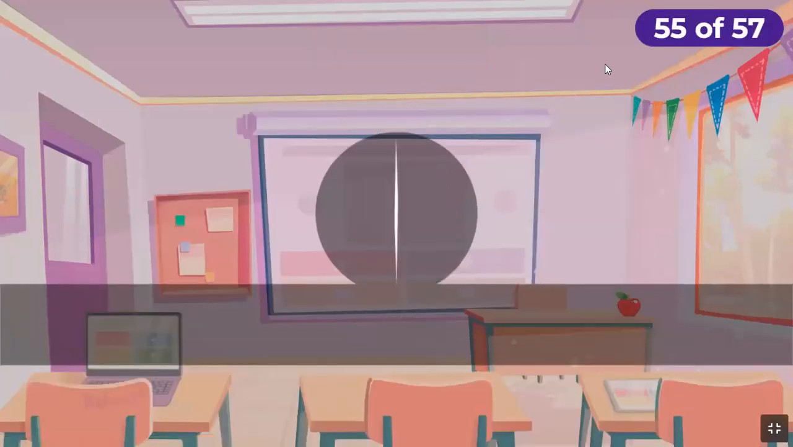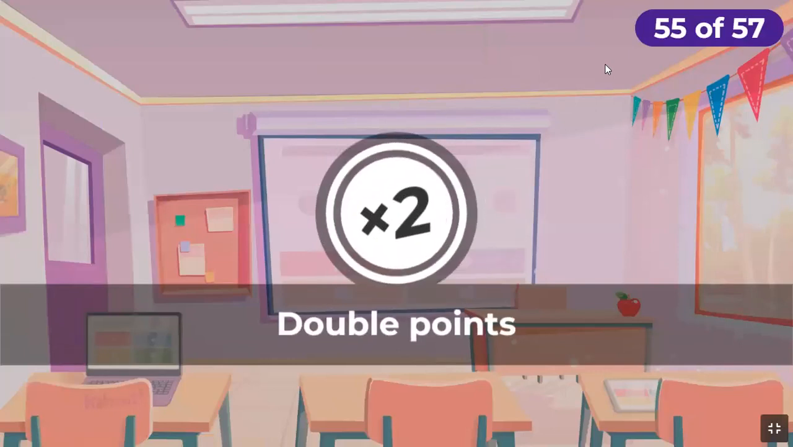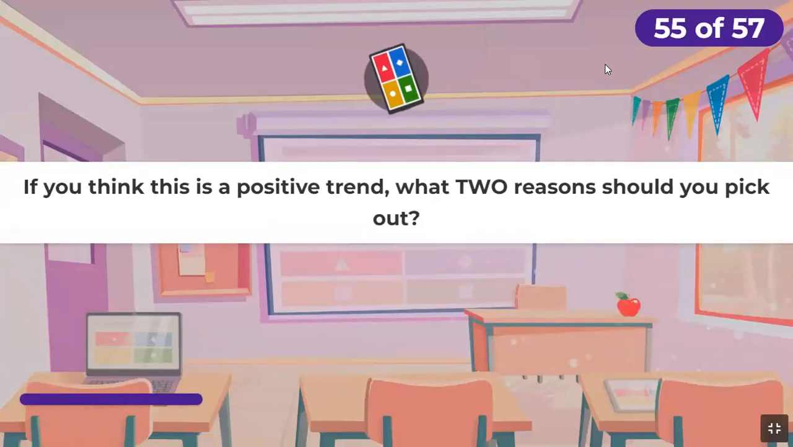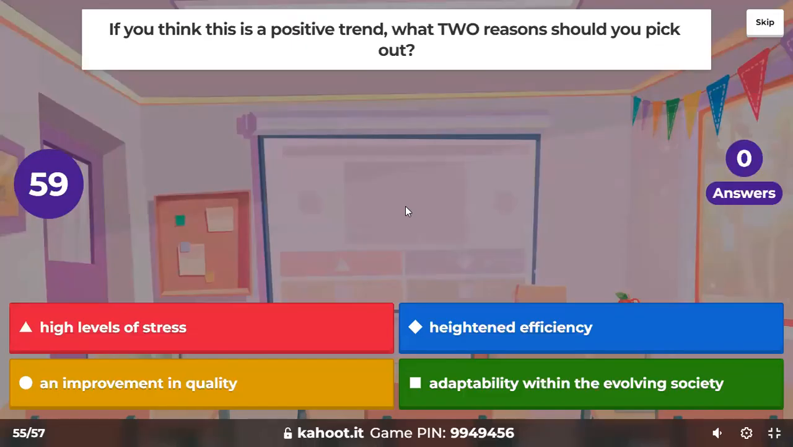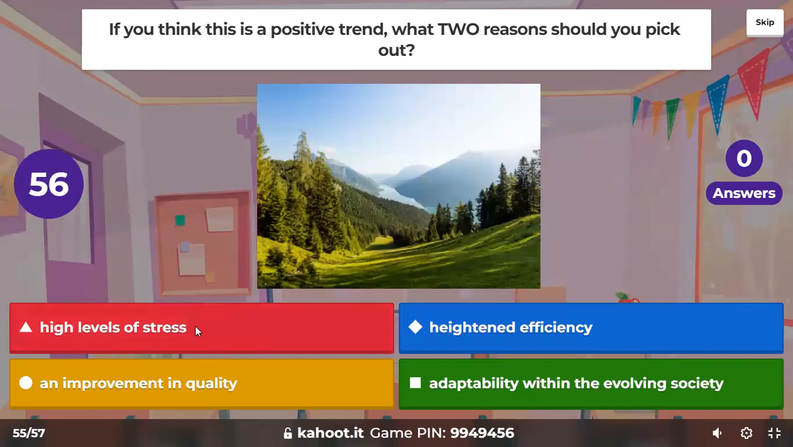Okay. Now you can take the opposite idea. Say no, this is a positive development. I don't know what you will choose, it's up to you. If you think this is a positive trend, what two reasons should you pick out? For example, heightened efficiency, very high efficiency, and an improvement in quality, the quality gets better, and adaptability with the evolving society, that you integrate into this fast society. There are only two reasons which are good. The others are wrong.